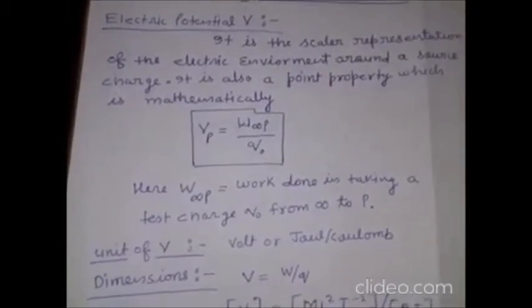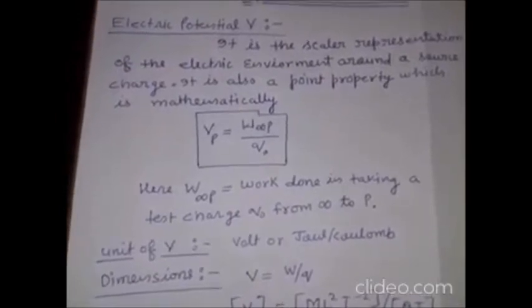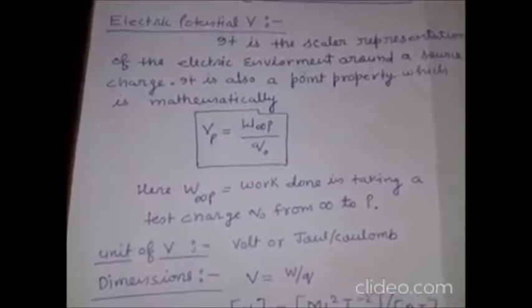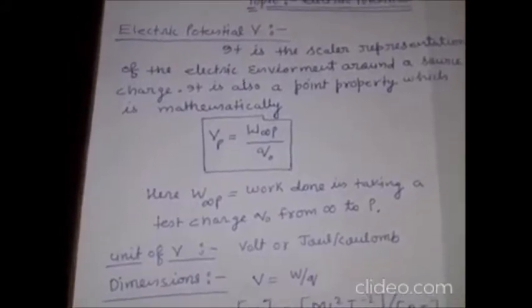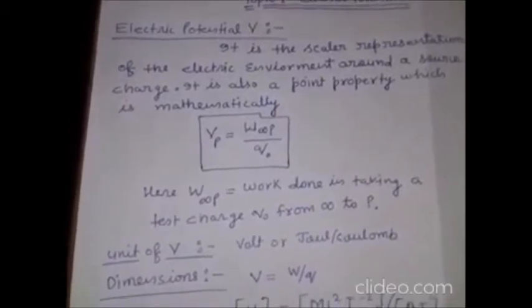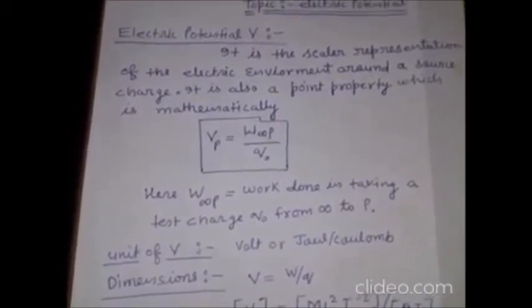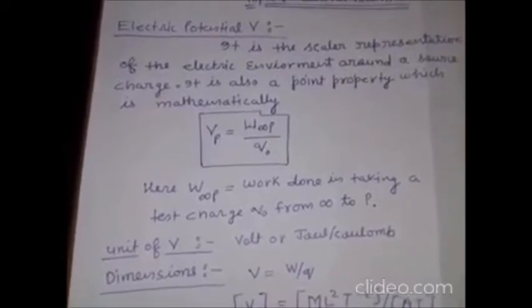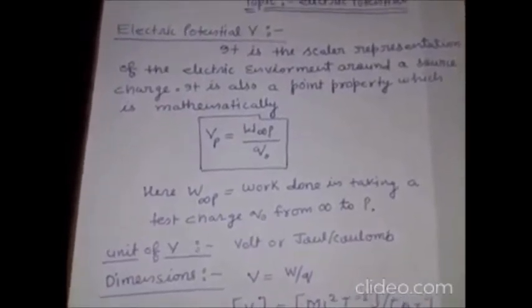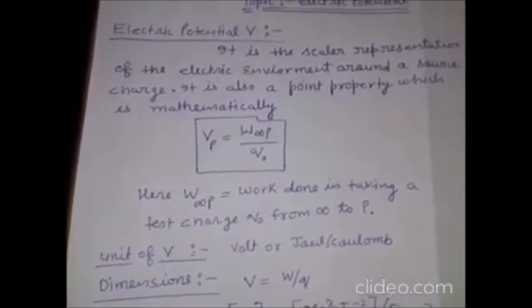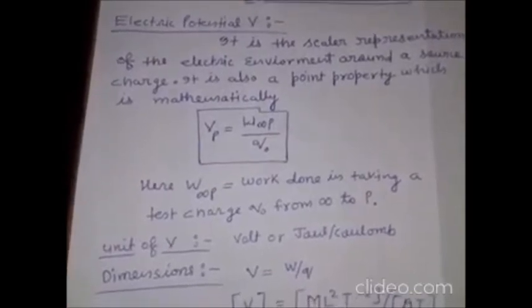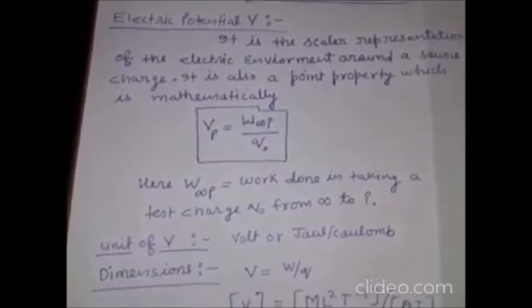What is the basic difference? Electric field at any point P is the ratio of force experienced by the test charge placed at that point P to its magnitude, whereas potential is the amount of work done in taking Q naught charge from infinity to that particular point P to its magnitude.